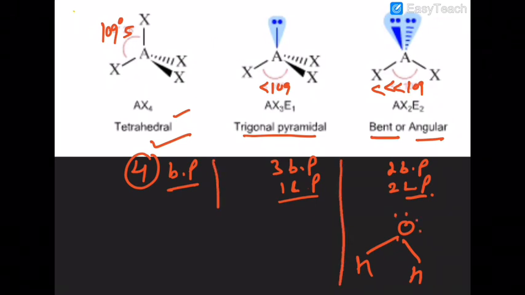Water is one such example. Here, three bond pairs, one lone pair: ammonia is the example. And all bond pairs: methane is the example.